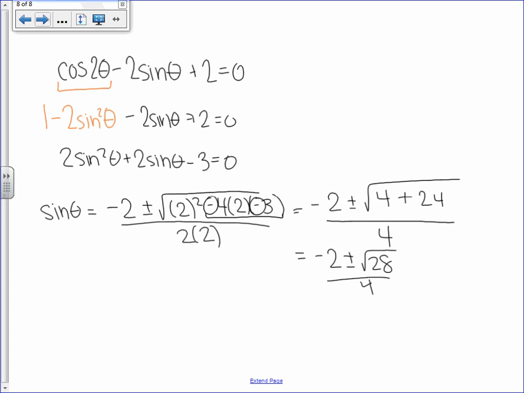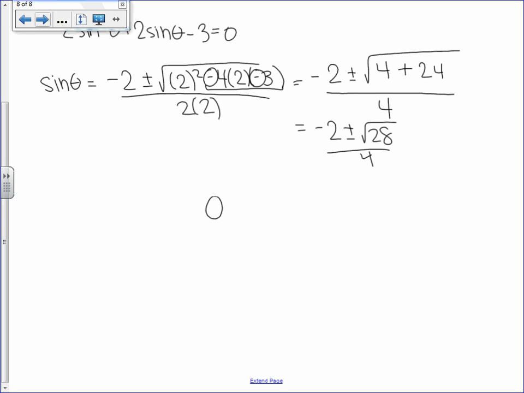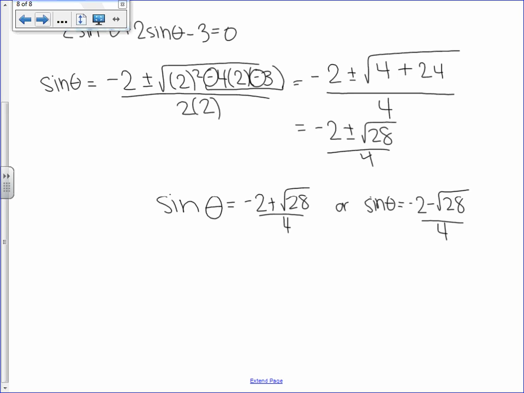And then that is what you are going to put in your calculator. All right, you're going to have two different options, because this is what sine theta is equal to. So we have sine theta is equal to -2 plus the square root of 28 over 4, or sine theta is equal to -2 minus the square root of 28 over 4. So we still have to go ahead and do our inverse sine. Put it into your calculator exactly like this.